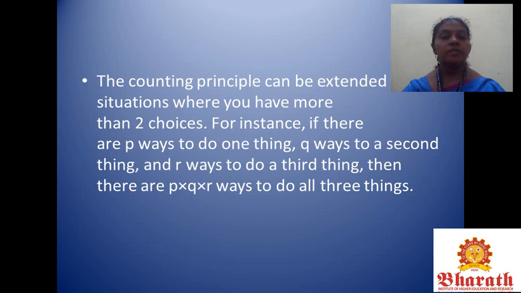So the counting principle can be extended to situations where you have more than two choices. For instance, if there are p ways to do one thing, q ways to do a second thing and r ways to do a third thing, then there are p cross q cross r ways to do all three things.